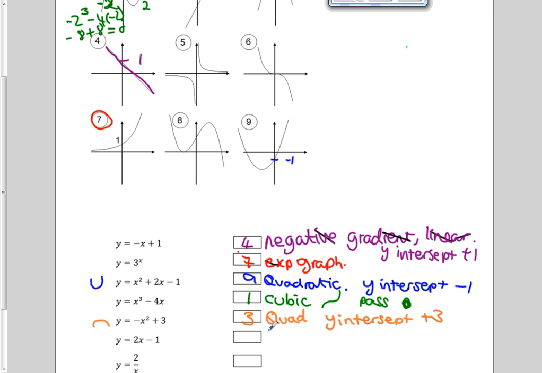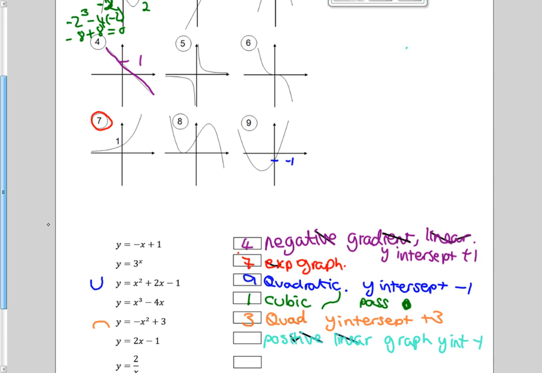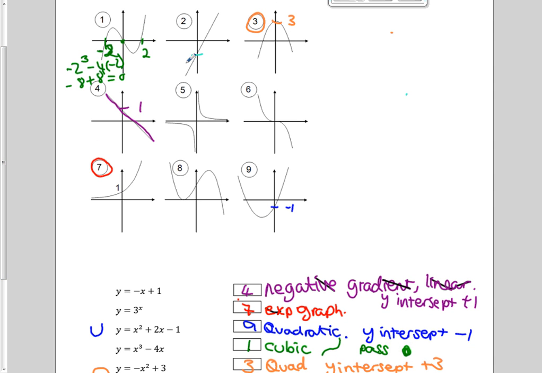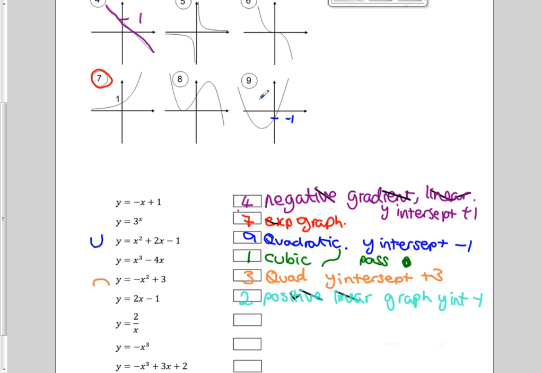The next one, so this is a positive linear graph which has y-intercept at -1. So I'm looking for a positive graph, which is linear and passes through y equals -1. So linear with a positive gradient, and that could be y equals -1. So that means that this equation matches up with equation number 2.